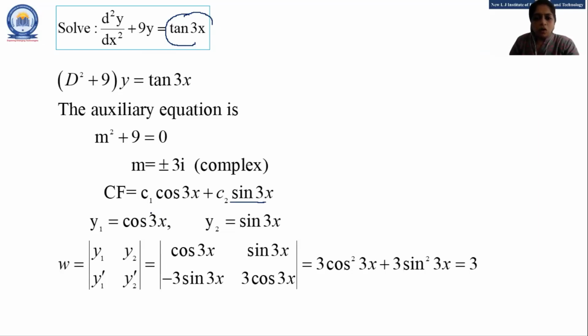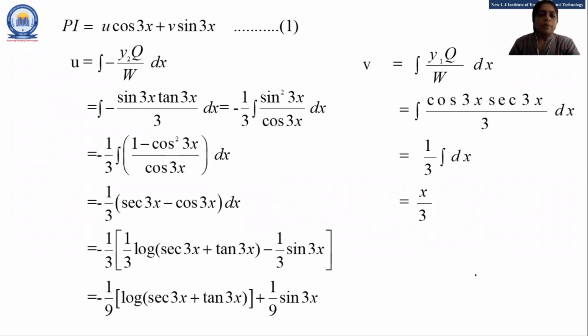We find the complementary function, then the Wronskian: y1 y2 upon y1 dash y2 dash. The derivative of cos 3x is minus 3 sin 3x, and the derivative of sin 3x is 3 cos 3x. So finally our Wronskian is 3, which is not equal to 0. So let's move to the next step, and that is the particular integral: u cos 3x plus v sin 3x.